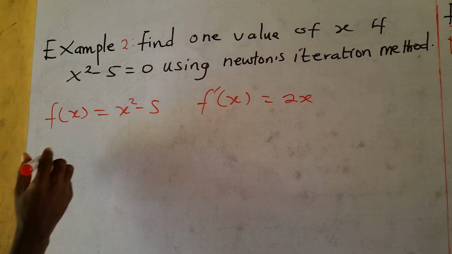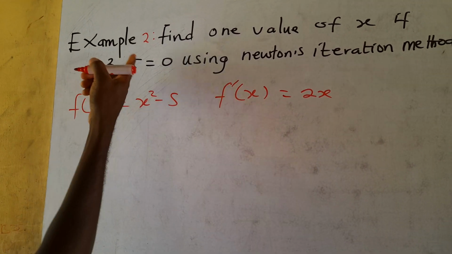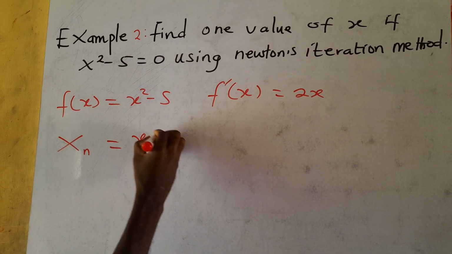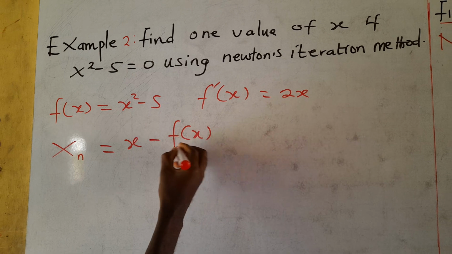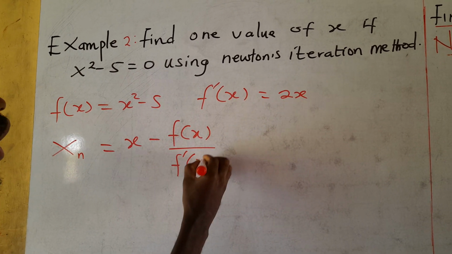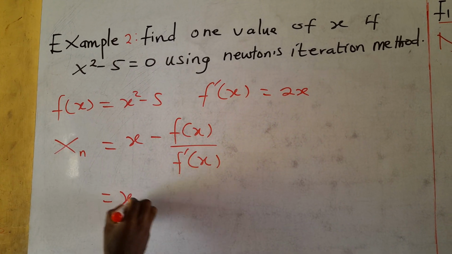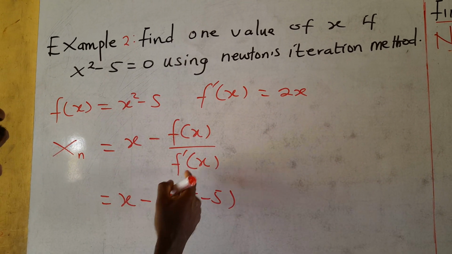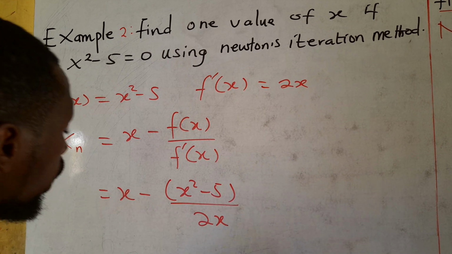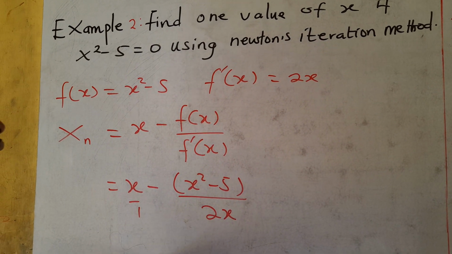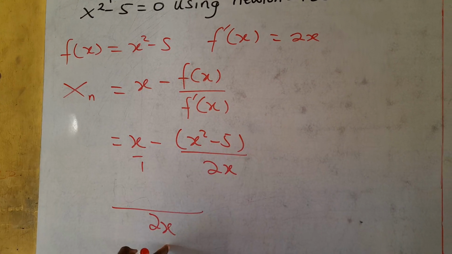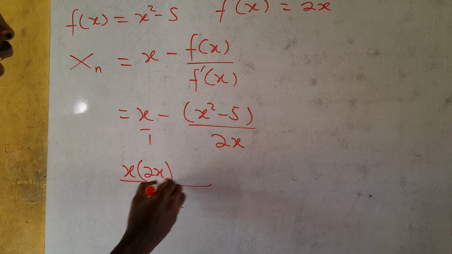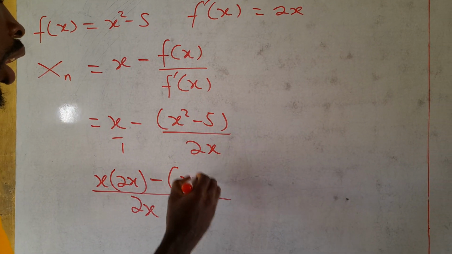So we get a Newton's iterative formula for our polynomial function. Our xn is equal to x minus f of x over f prime of x. So this will be x minus our f of x, remember, is x squared minus 5, over our f prime of x, which is 2x. Remember, this is over 1, so the LCM is 2x. This goes here 1, this goes here 2x. We multiply x, we get 2x, then minus x squared minus 5.